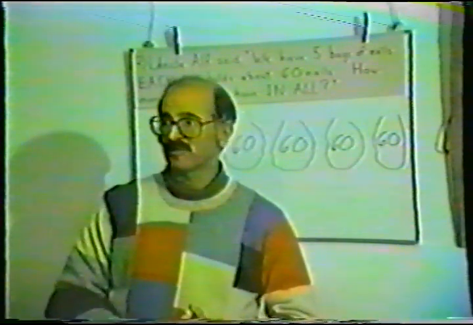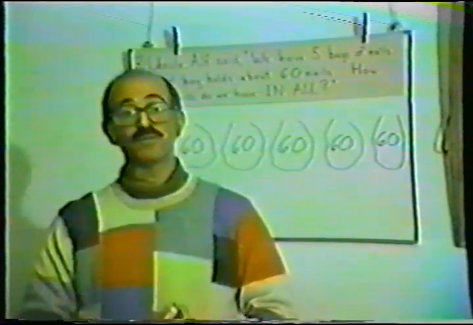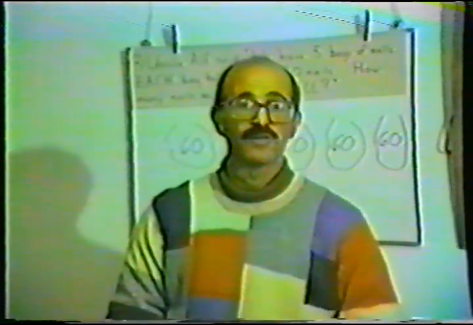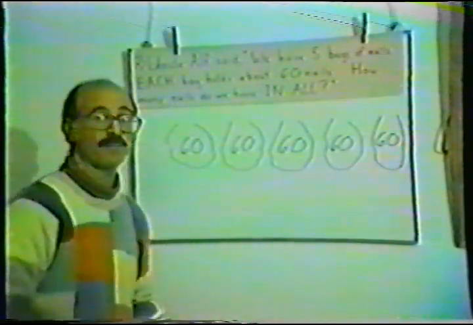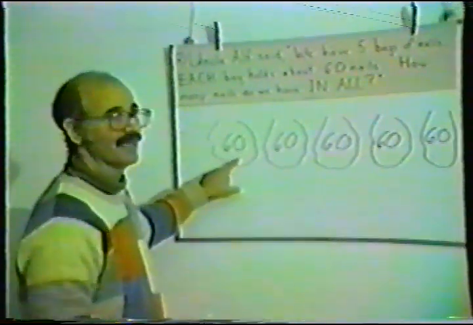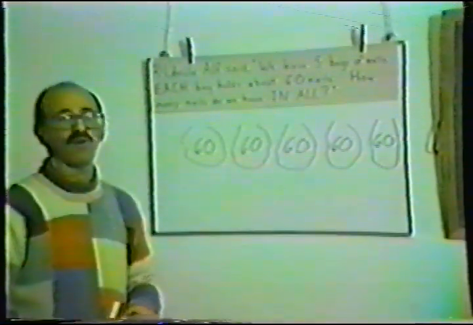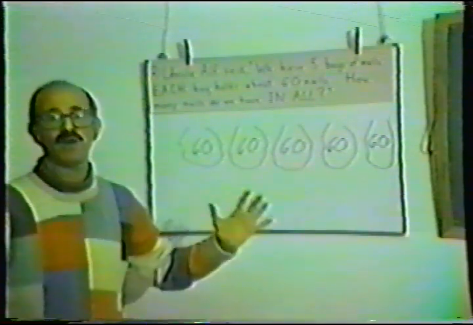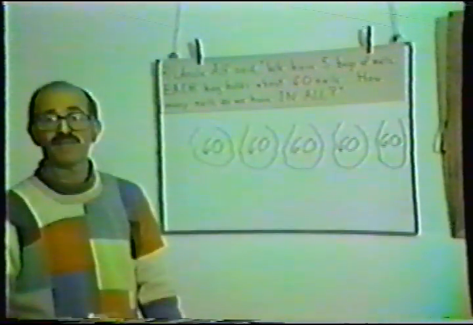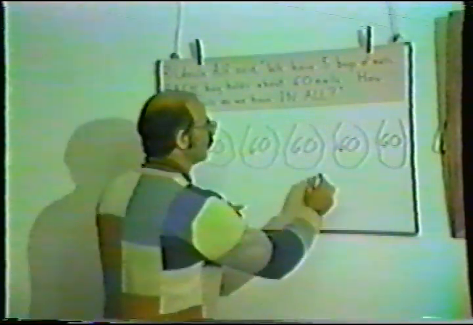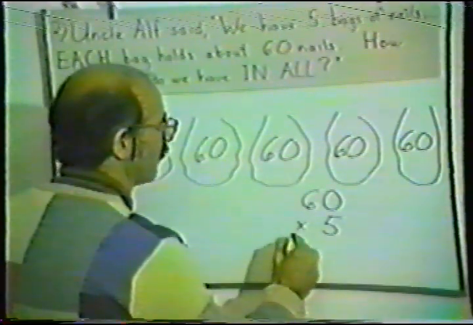When you have a problem that has the word each in it, that problem is usually going to be either to multiply or to divide. And we can see from our picture that we have 60 nails in each one, and we want to know how many in all. We know what's in each. We want to know how many in all. We have to multiply. We have 5 60s. So we multiply 60 times 5.